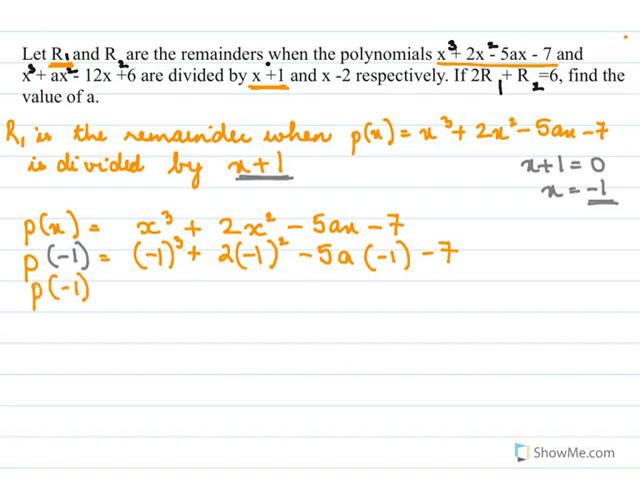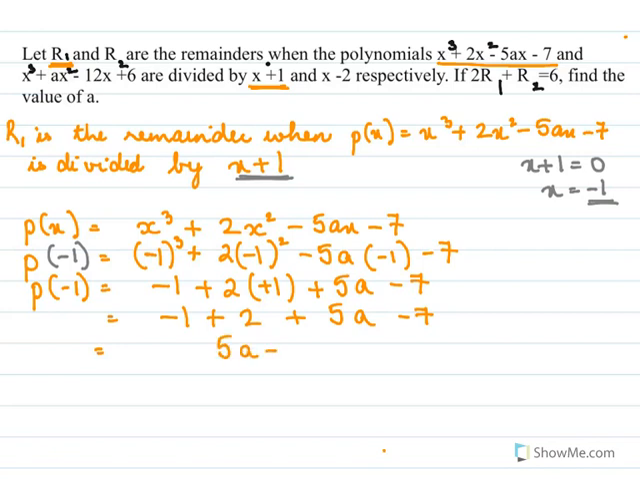Now P of minus 1 equal to, this is minus 1 raised to 3. Minus raised to odd is minus, so this is minus 1. This is minus raised to even, 2 is even, so that becomes plus 1. Minus minus plus 5a minus 7. So this now is minus 1 plus 2 plus 5a minus 7, and here we will have 5a minus 6. This is P of minus 1.